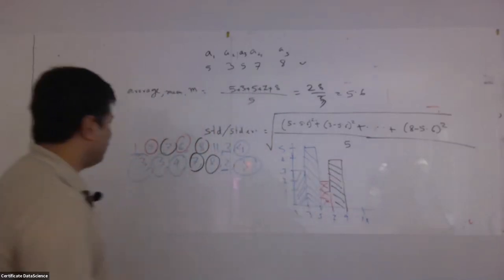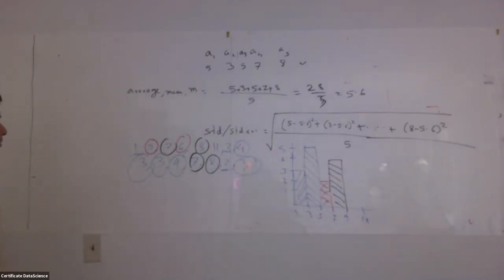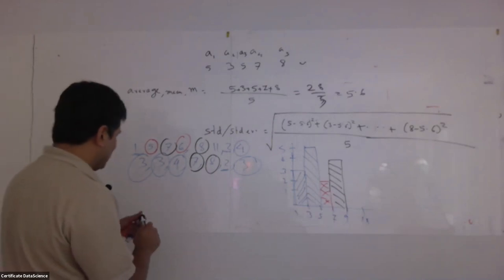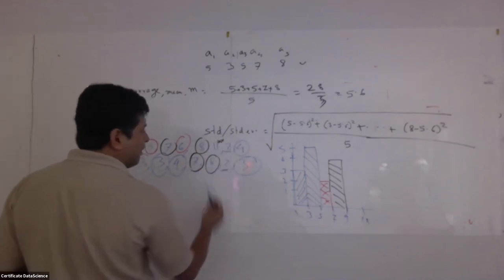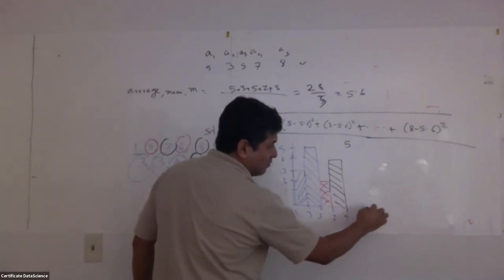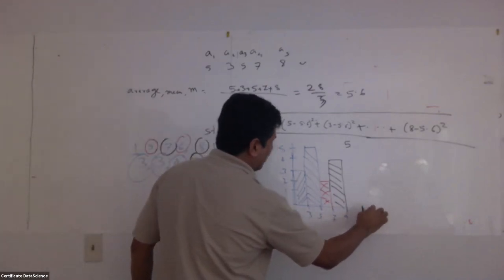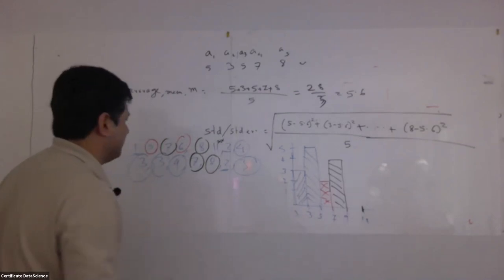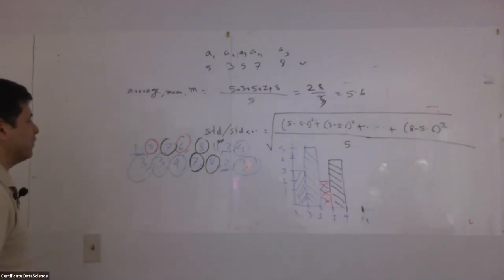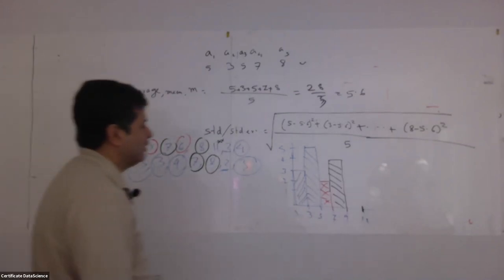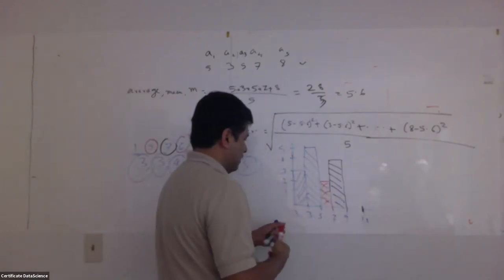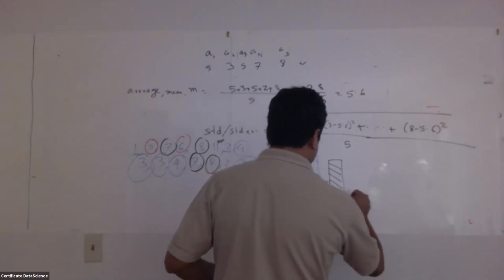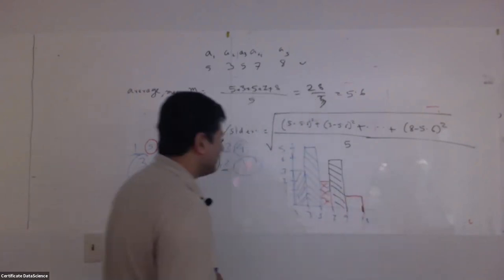Now 9 and 11, how many are there? All I see is this 11. The right side, because that's the maximum, it is inclusive. You can include it because it's the right-side extreme. There's nothing more than that. So that is 1. Let me color it. Histogram, right?